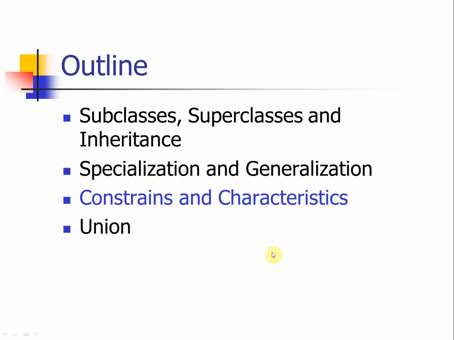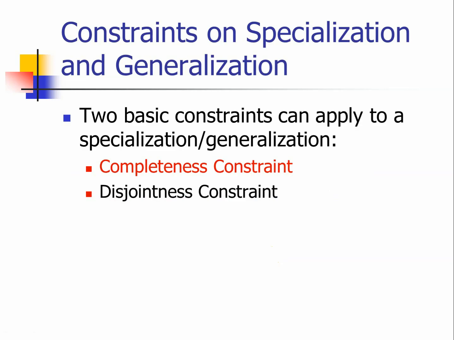To design an EER diagram, there are two constraints that you need to take into consideration. Those two constraints are the completeness constraint and the disjointness constraint. The completeness constraint is indicated by a single line or double line, and the disjointness constraint is indicated by disjoint or overlapping, in other words, the small letter D or O that we put into the circle.